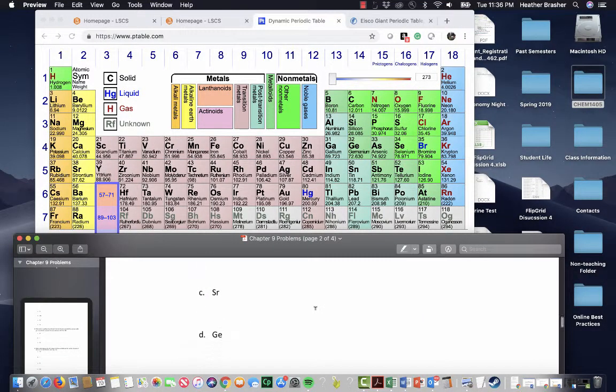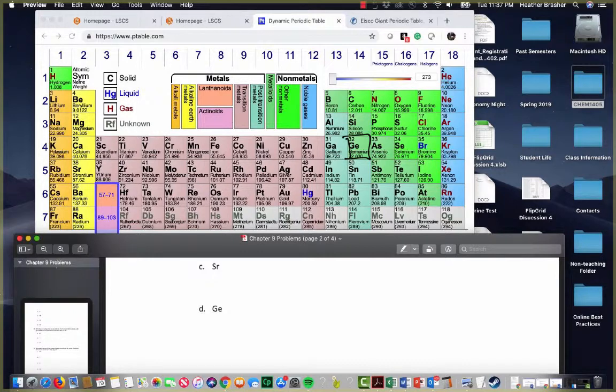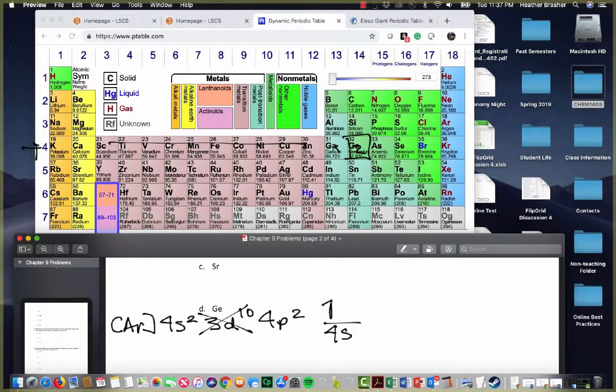Let me move this up. So the next one, Ge, germanium, is there, right? So we can put argon and then start here: 4s2, 3d10, and 4p1, 2, right? So when you do this, this guy, remember, is core. So you're going to have 4s, do 1 and 2 because you have 2 of them here, right? And then you do the 4p, and you do 1, 2.